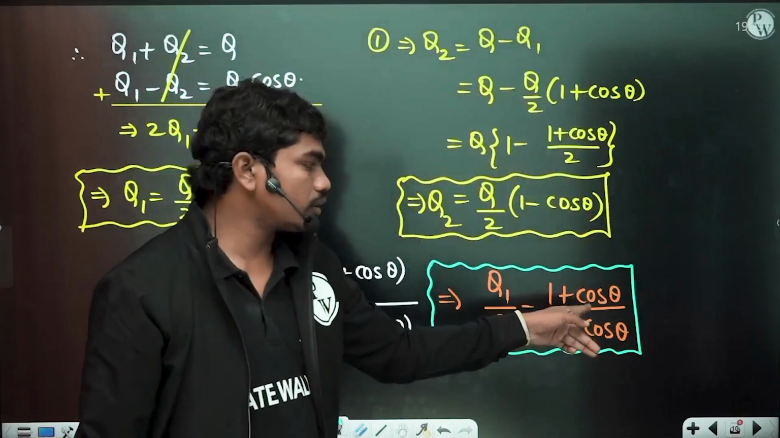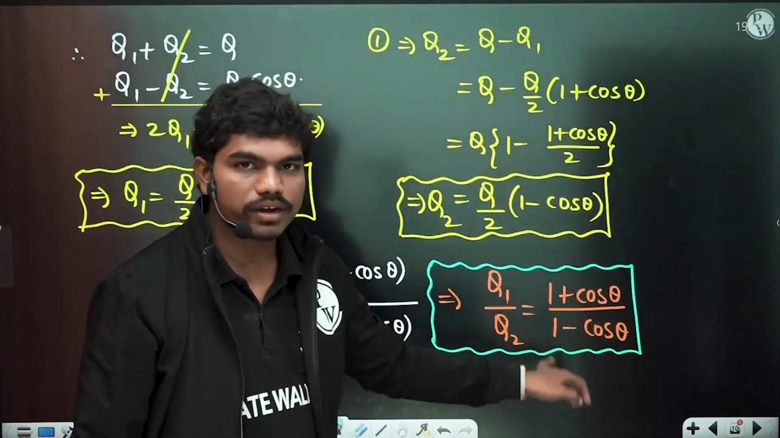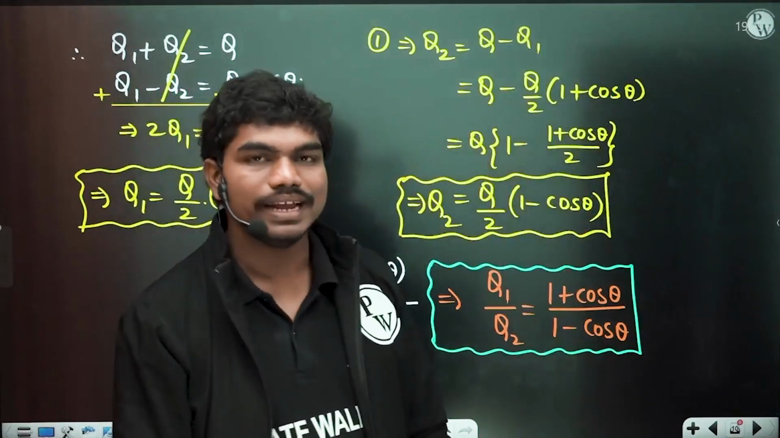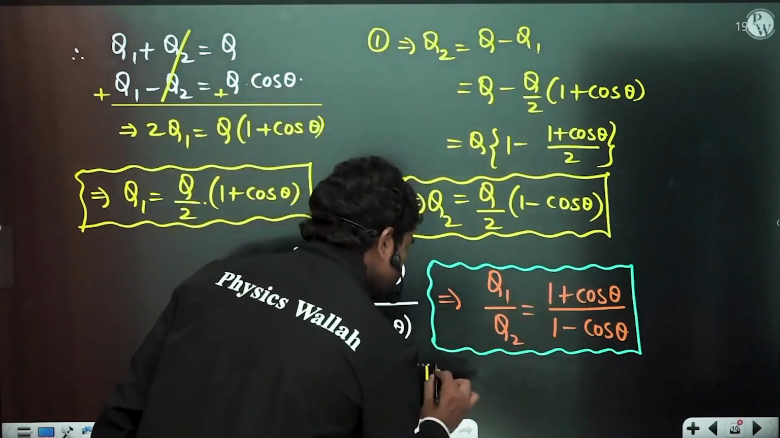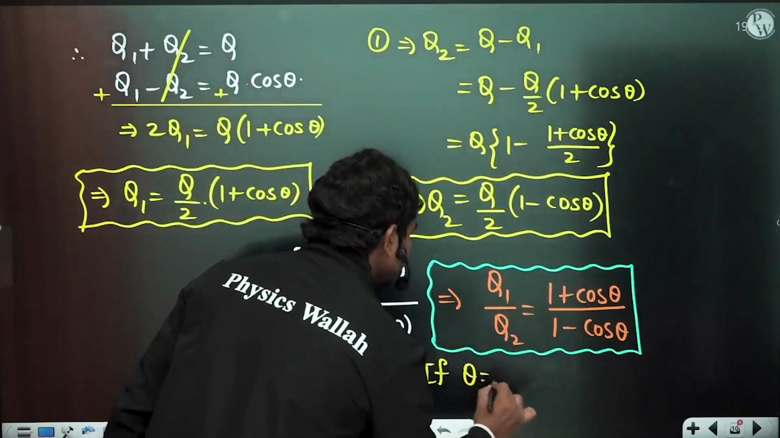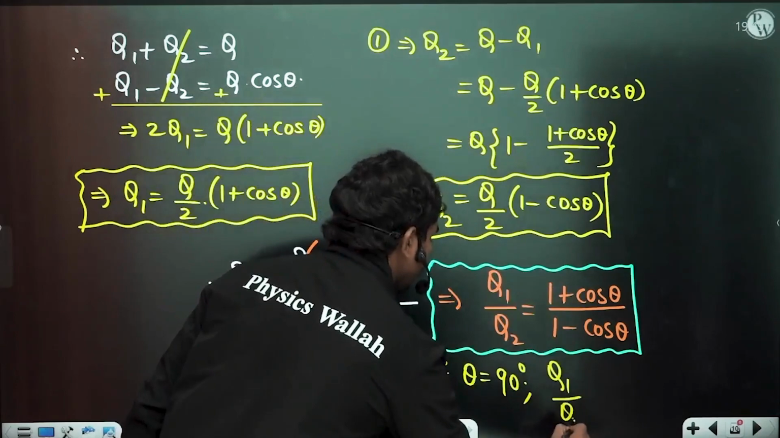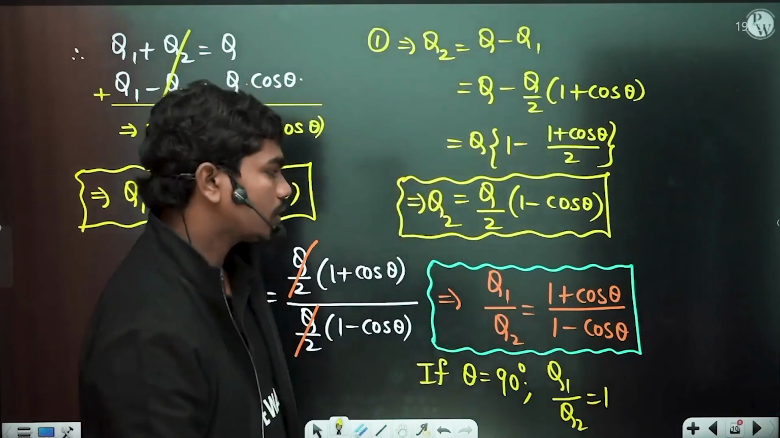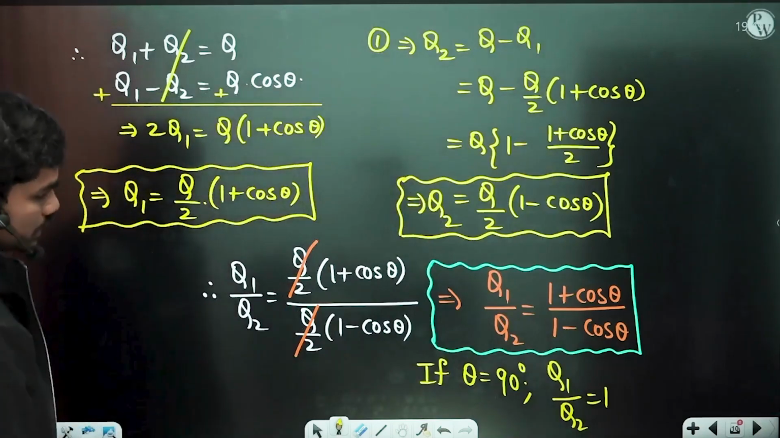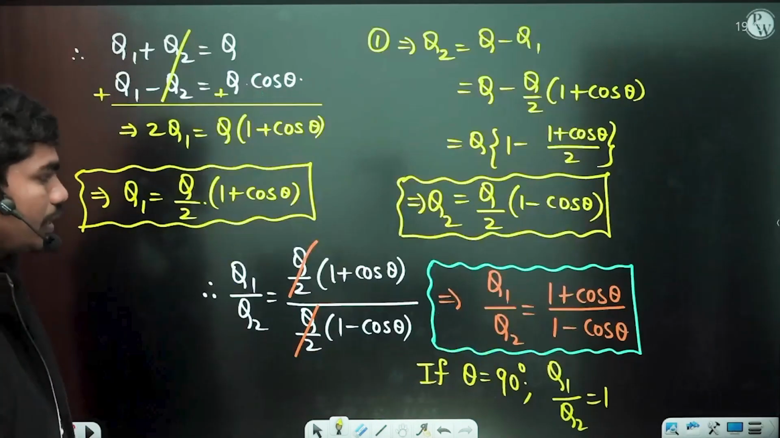If you put theta equal to 90, cos 90 is 0, so these two cos thetas will go to 0, so 1 by 1, which is 1. Okay, so q1 and q2 will be equal. If you want, you can write that if theta equals 90 degrees, q1 by q2 is 1 actually, which you generally know. So this is how the two discharges are split if the angle is theta: 1 plus cos theta and 1 minus cos theta. Clear?